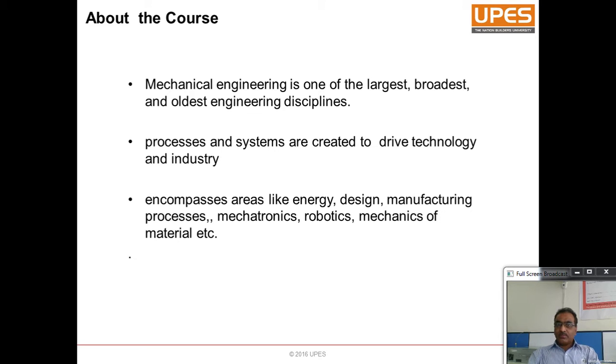As you are aware, Mechanical Engineering is one of the largest, broadest and the oldest engineering disciplines. It is the combination of the processes and systems which is created to drive the technology and the industry. It encompasses areas like energy, design, manufacturing process, mechatronics, robotics, mechanics of materials, design, etc.